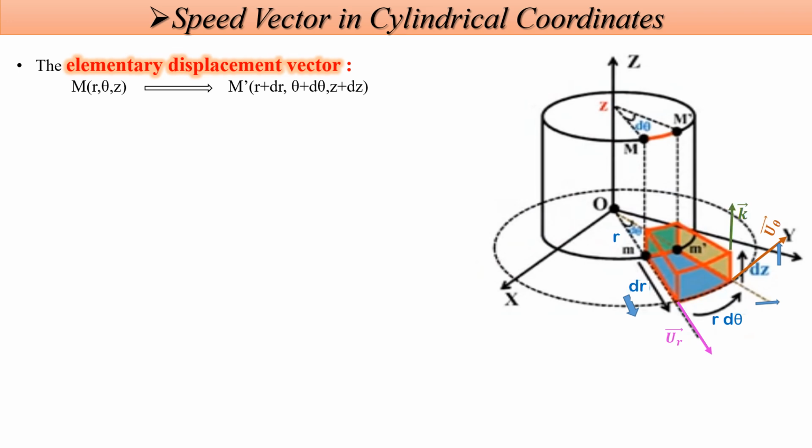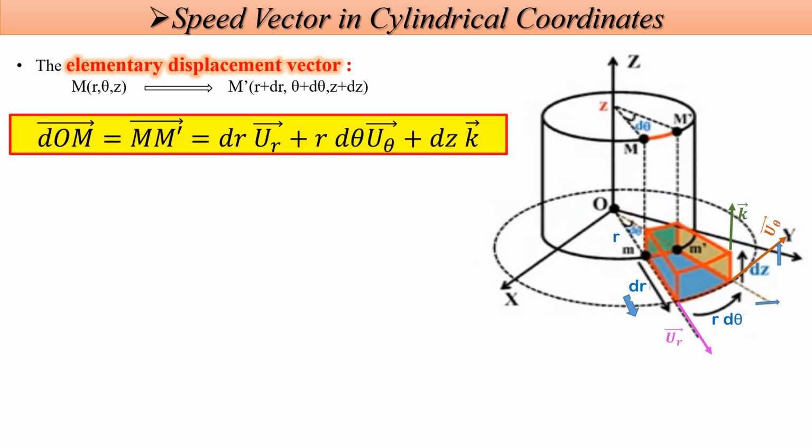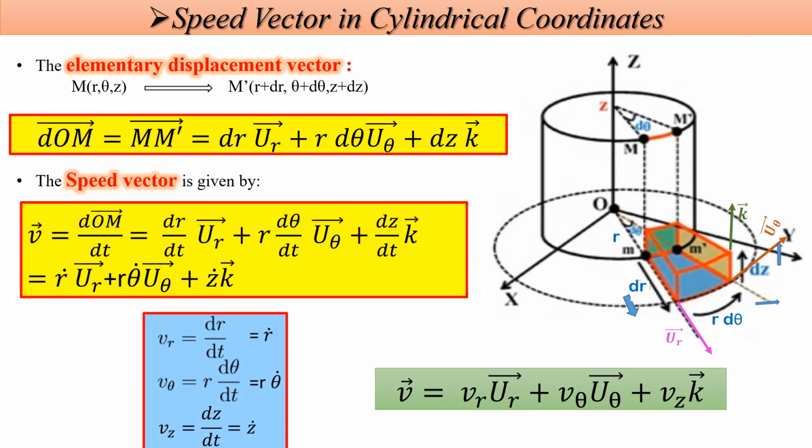So, the elementary displacement vector is given by this, and the speed vector is the first derivative with respect to time. Acceleration vector.